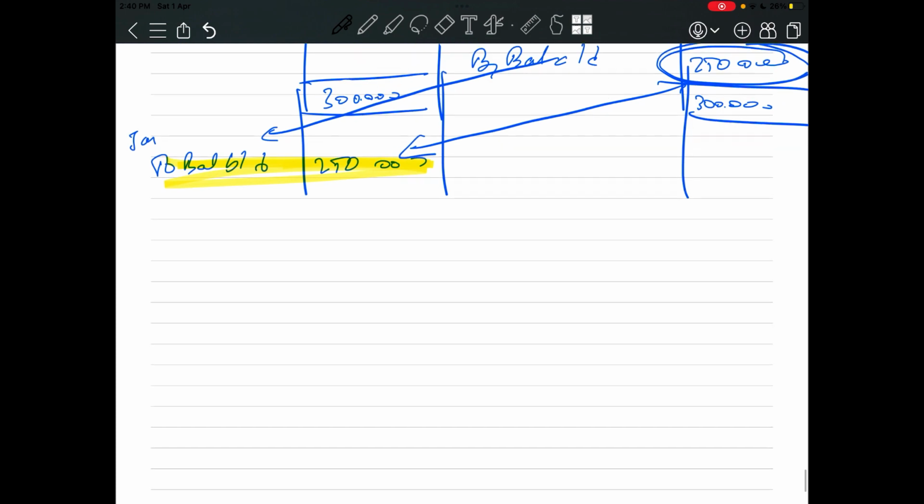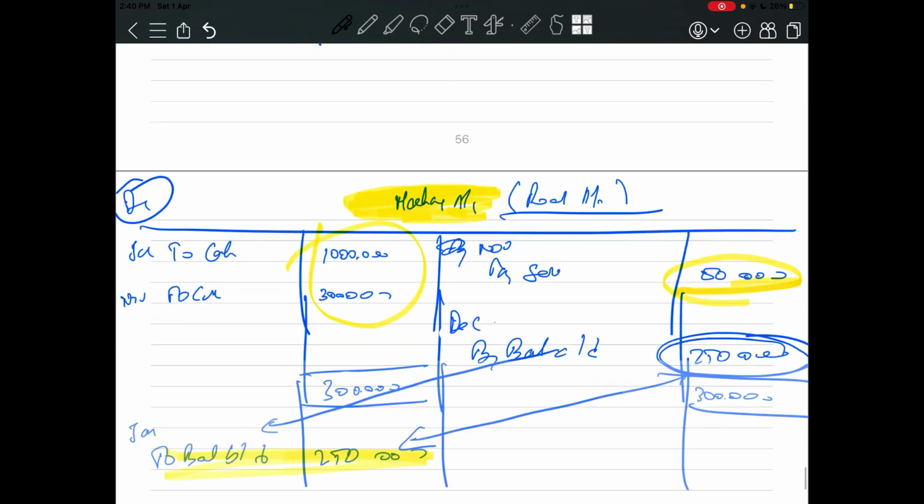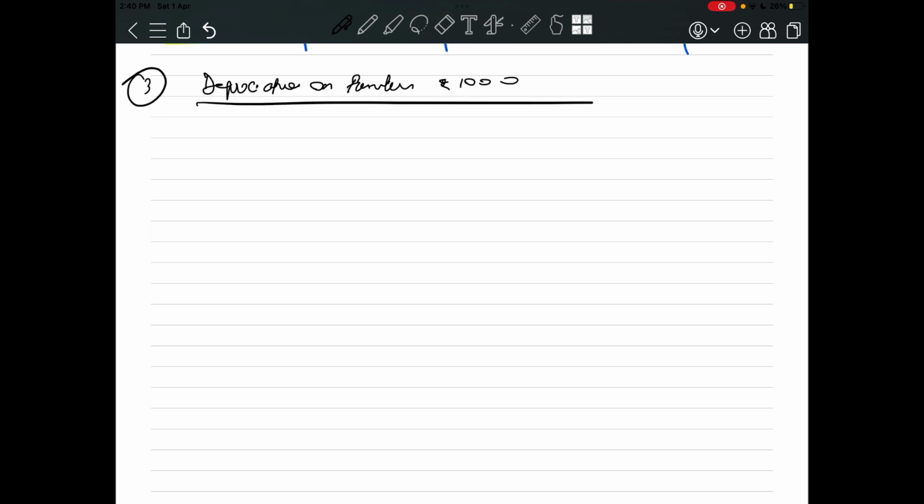Now let's continue with the examples. We had done example number 2. Now let's write example number 3. Depreciation on furniture, rupees 1,000. Now this is the depreciation on furniture. What will be the journal entry? See, depreciation simply means the value of our asset is reducing, right? Now when the balance of our asset is reducing, what will we do? What will be the journal entry?